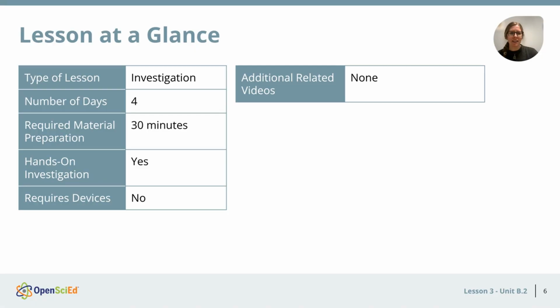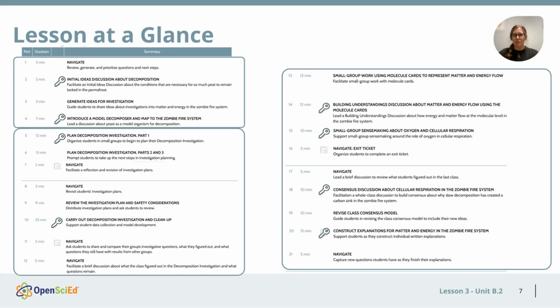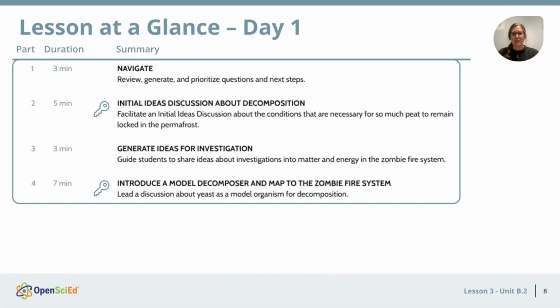See the lesson at a glance. So this lesson is an investigation. It will take 4 days. Required material preparation says 30 minutes, but I usually give myself another 10 minutes for lab prep. It's a hands-on investigation, does not require student devices, and has no additional related videos. Seeing the lesson at a glance, there are 3 sense-making loops identified. Let's see those in more detail.